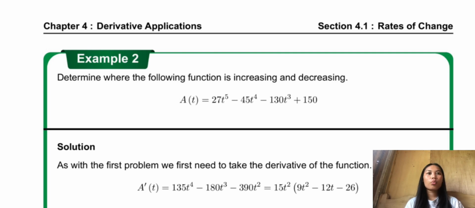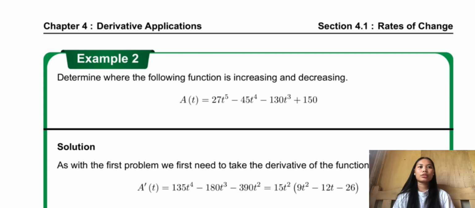Next, to find where the function is not changing, we need to set the derivative equal to 0. So A'(t) = 0. We first factor out the common term, which is t. It becomes t times the quantity 135t^3 - 180t^2 - 390 equals 0. This gives a critical point at t = 0.